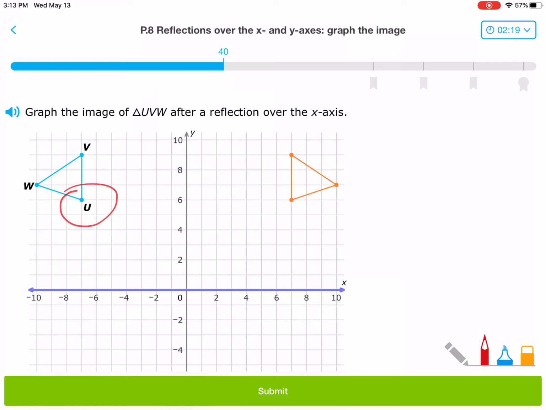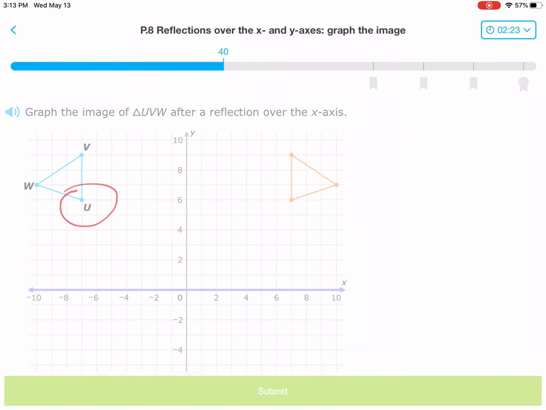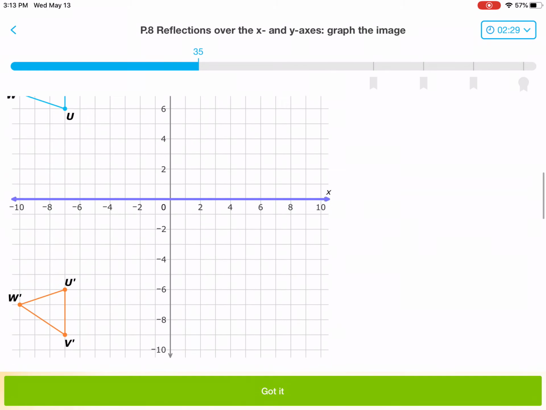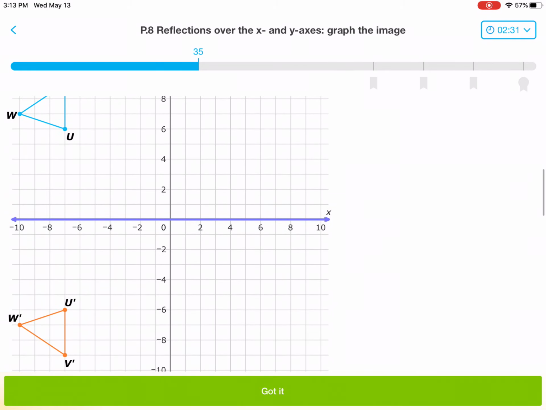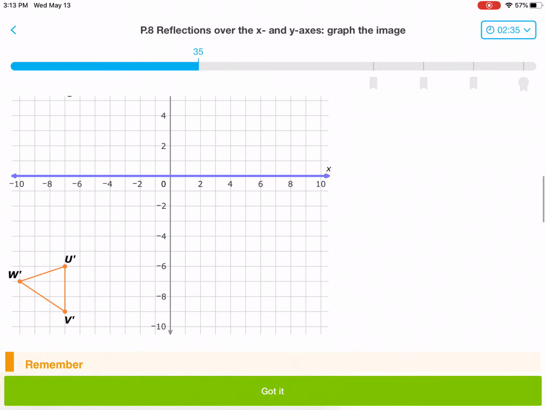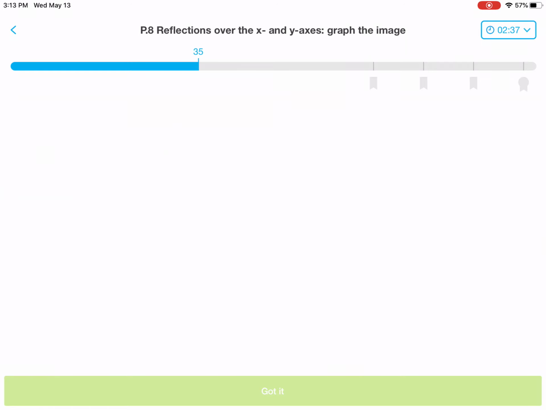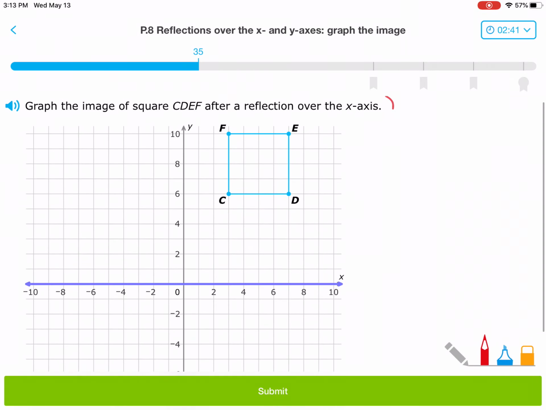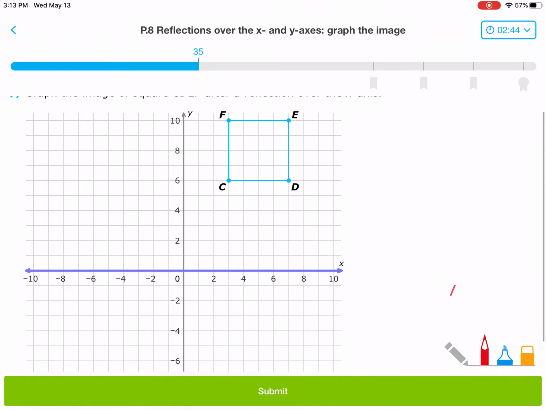Nope, it's there. Okay. What? Oh, I went the wrong way. So be careful, make sure you read directions. I reflected across the Y and it asked me to reflect across the X. All right, we're reflecting across the X-axis this time. Okay, so double check that you're reading the directions. I make mistakes too.